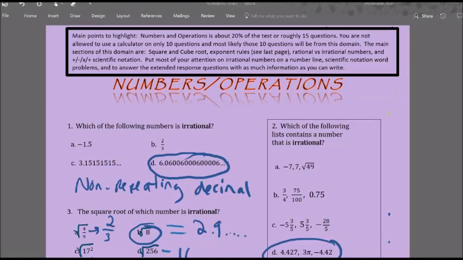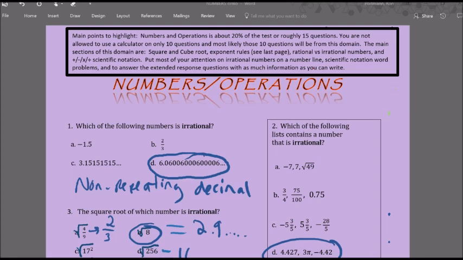All right, we're going to go through this. I've already put the answers on here for the numbers and operations section, and I've added this little section up here at the top. You're really going to want to focus your attention on rational versus irrational numbers and where they go on a number line. Like the square root of 10, where that goes on a number line.